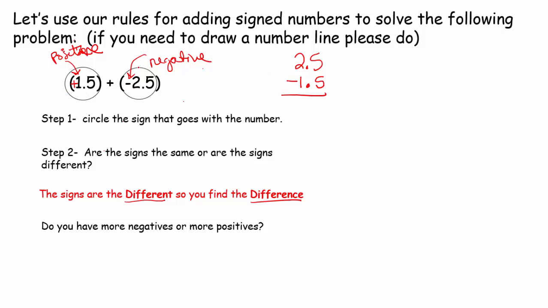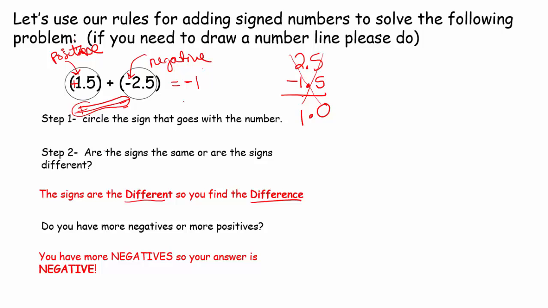The signs were different. I find the difference. 5 minus 5 is 0. 2 minus 1 is 1. So this is going to be 1.0 or just 1. Then I have to decide, do I have more positives or negatives? Well, I have 1.5 positives. I have 2.5 negatives. What do I have more of? Oh, I have more negatives. So my final answer must be negative, and this was my scratch work off to the side to show me that.